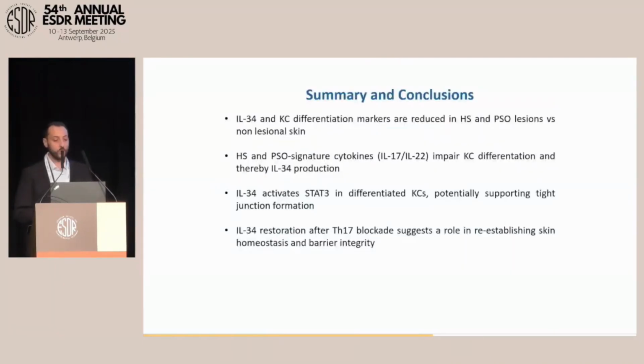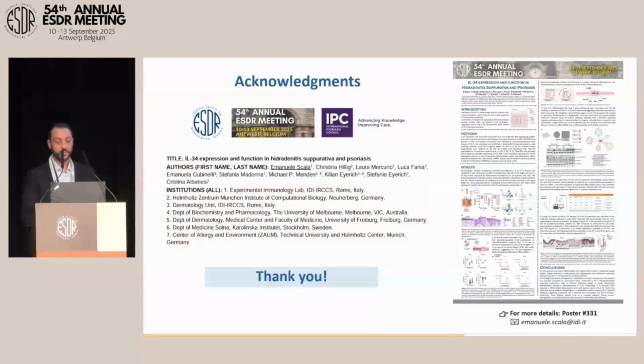So in summary and conclusion, IL-34 and keratinocyte differentiation markers are reduced in HS and psoriasis lesions compared to non-lesional skin. IL-17A/F and IL-22 impair keratinocyte differentiation, thereby also IL-34 production. IL-34 activates STAT3 in differentiated keratinocytes, potentially supporting the skin barrier. Therefore, restoration in responsive patients after Th17 blockade suggests re-establishing skin homeostasis and also barrier integrity.